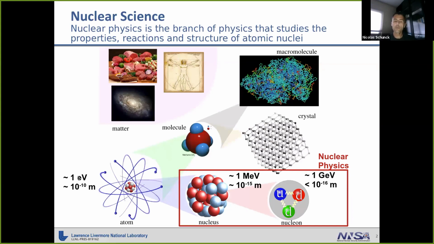So in this slide, I also put some typical energy scales and length scales to put things in perspective. The atom has typically about 1 electron volt. That's the usual energy scale. The length scale is about 1 angstrom or 10 to the power minus 10 meters. Now, the nucleus is a lot smaller than the atom. The typical length scale is 1 femtometer or 1 Fermi, but it packs in a lot more energy because the typical energy scale is about 1 mega electron volt.